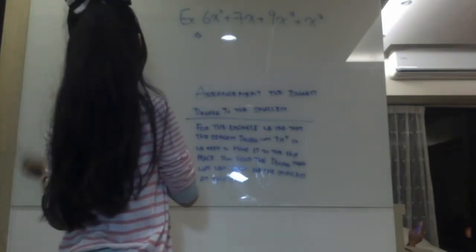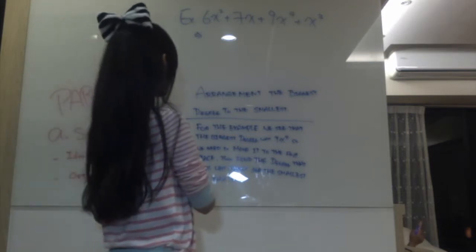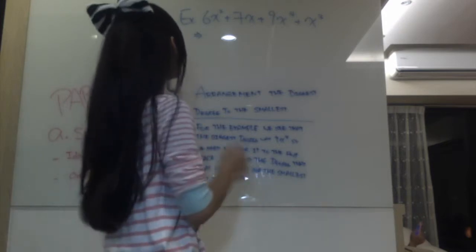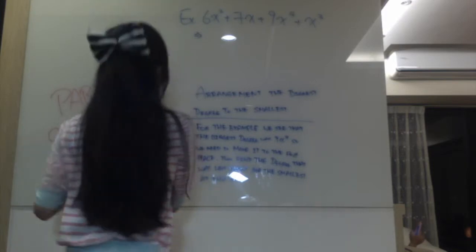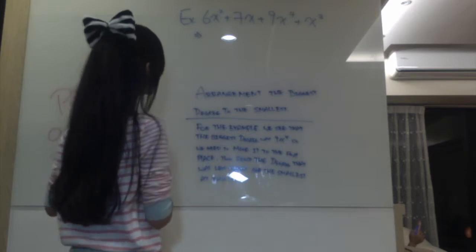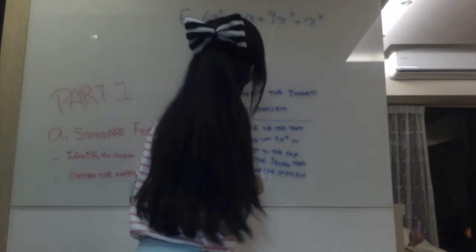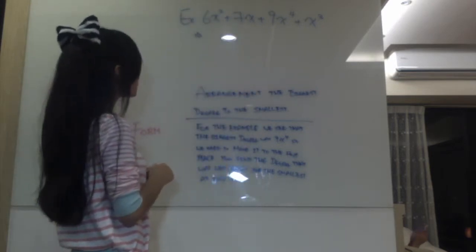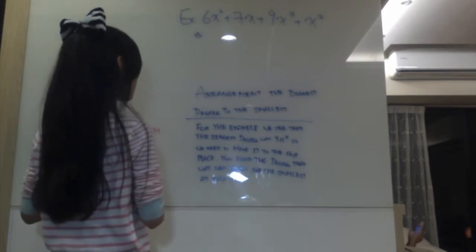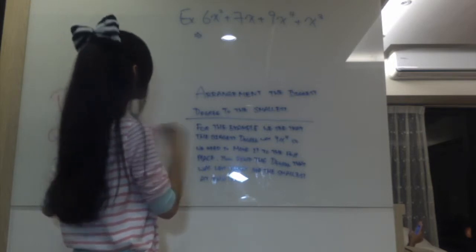1A. Standard form. Standard form is the biggest degree to the smallest. So, for example, 6x² and 7x and 9x⁴ and x³. The biggest degree was 9x⁴, so we need to move it to the front first.